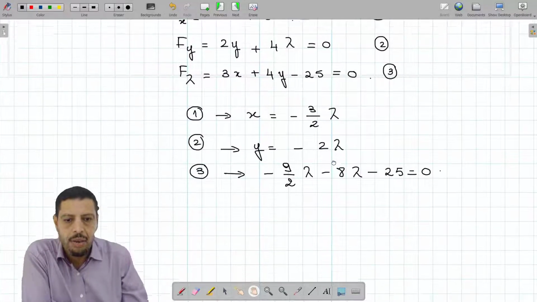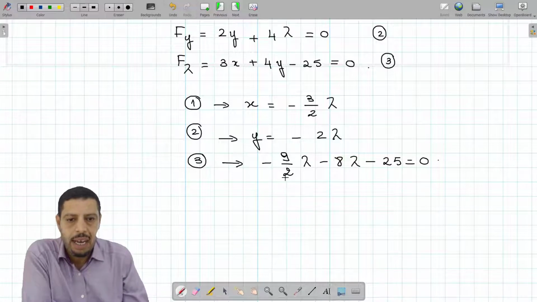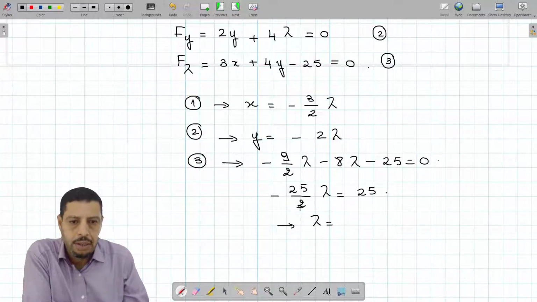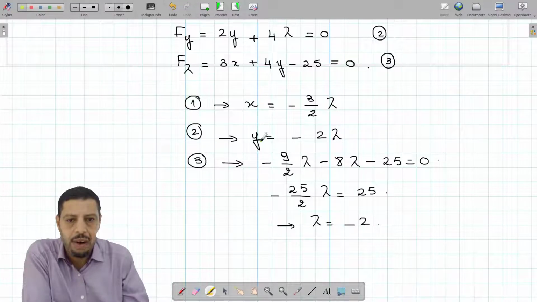Now you are dealing with one equation, one variable. Negative 9 over 2 lambda minus 8 lambda. If you put a common denominator here, you will get negative 25 over 2 lambda, which is equal to 25. By solving this, you will get lambda equals negative 2. So we found the value of lambda. You need also to find the value of x and y to write your critical point. So let's compute the x and the y.